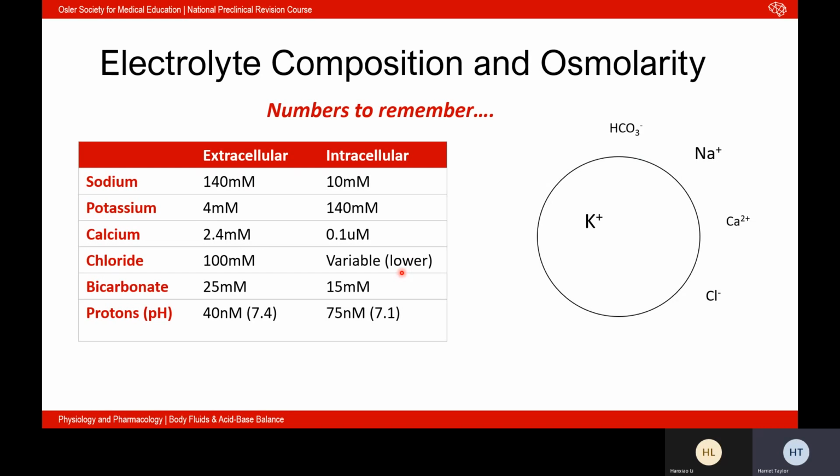Looking at the bicarbonate as well, we've got it on the outside mainly, whereas our protons are mainly on the inside. So we've got a higher concentration of protons, which gives us a lower pH. Note here that it's nanomolars as opposed to millimolars for most of them. Again, these fit the rule with the single letters getting through the cell, whereas the more bulky ones are kept on the outside. Not physiologically accurate at all, I'll stress again, but a good way of remembering it.